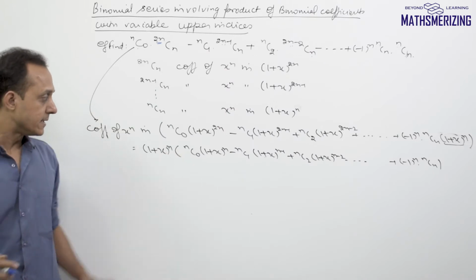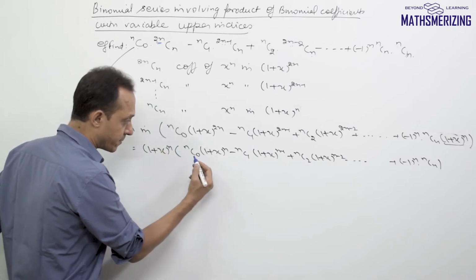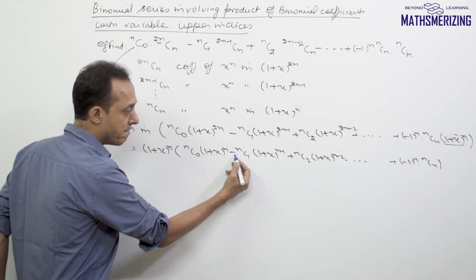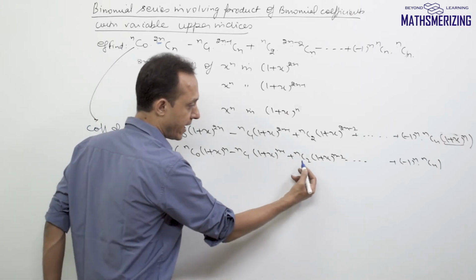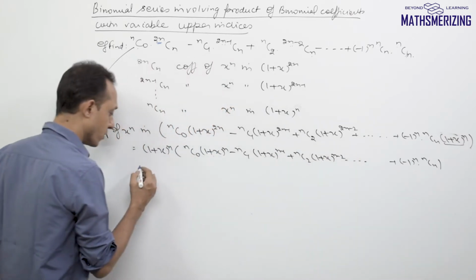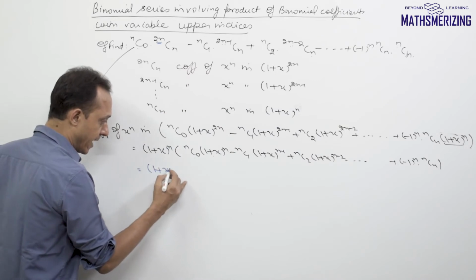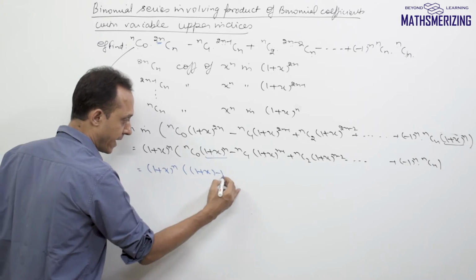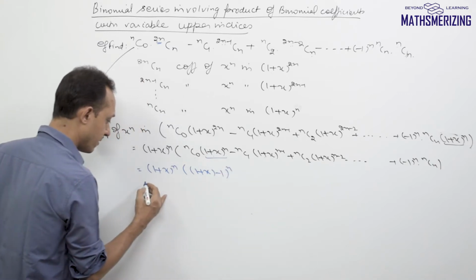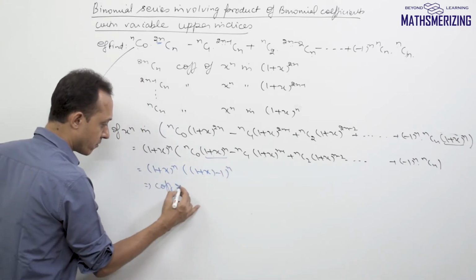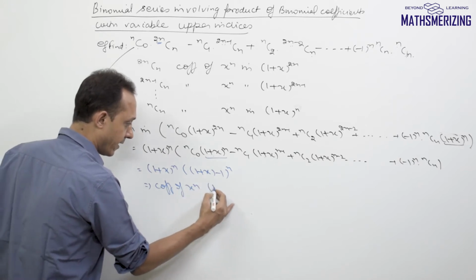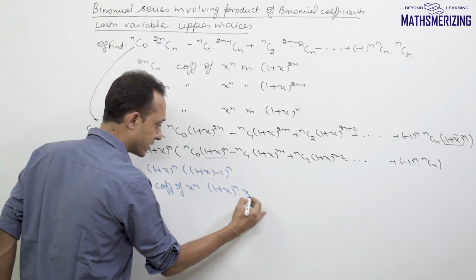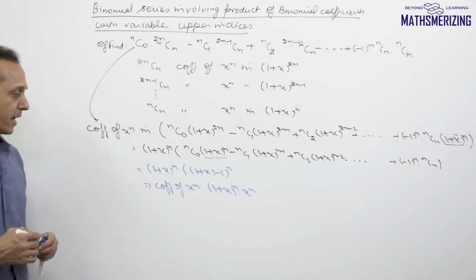Now if I look at this series, it is actually nothing but a binomial expansion of nC0 x to the power n minus nC1 x to the power n minus 1, nC2 x to the power n minus 2. So in fact it is the binomial expansion of (x, which in this case is 1 plus x, minus 1) to the power n. So I need to find the coefficient of x to the power n in the expansion of (1 plus x) to the power n into x to the power n.